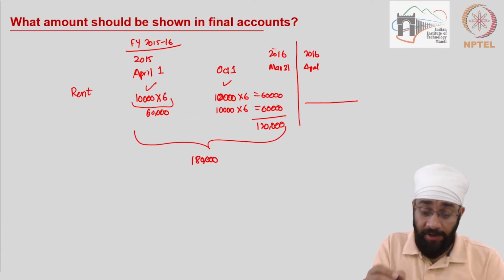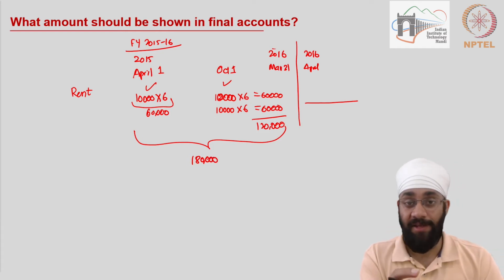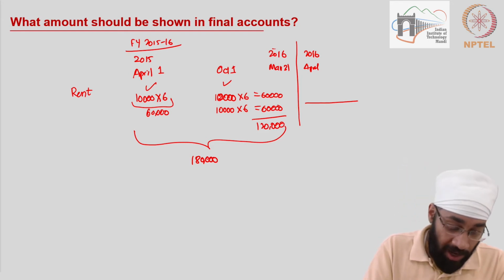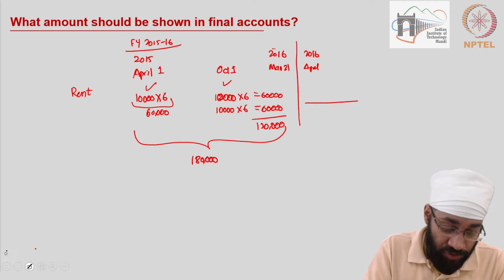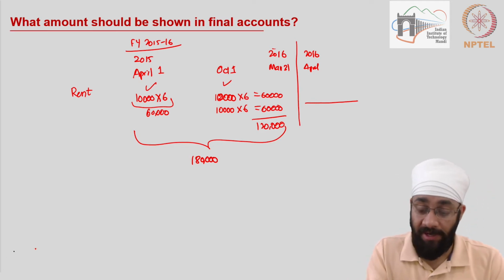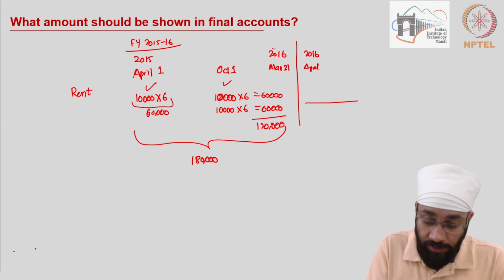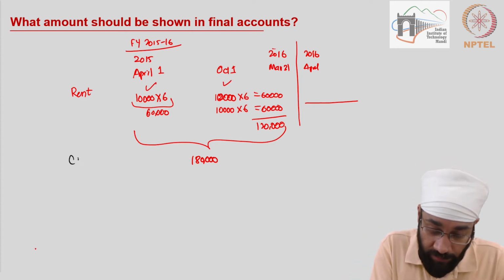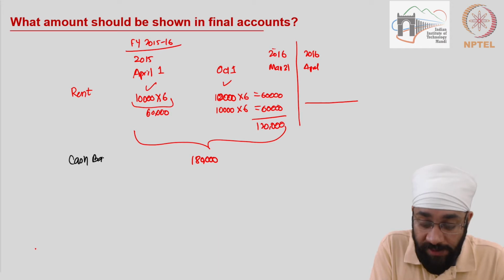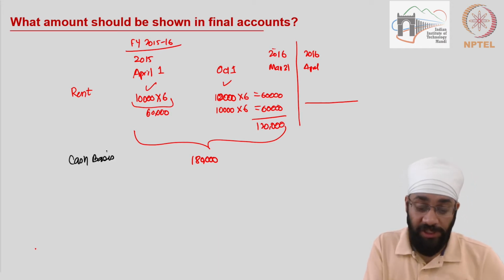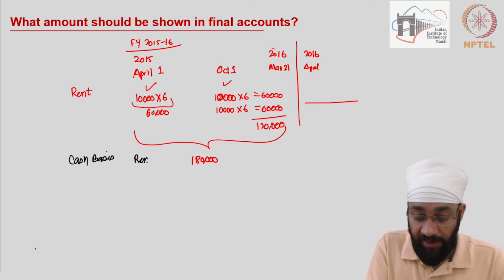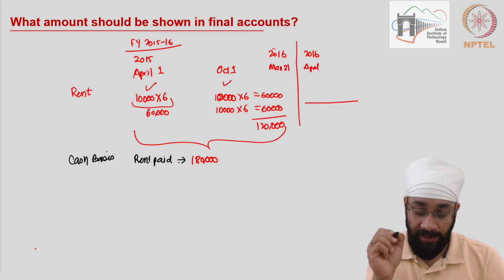Now the question is, in the final accounts, when you're preparing the profit and loss account and the balance sheet, how much amount should be shown as an expense, and what happens to this extra money that you have paid? So that's what we're going to discuss. If again you go on cash basis, you will say, well, rent paid is equal to 180,000. You show it like this.